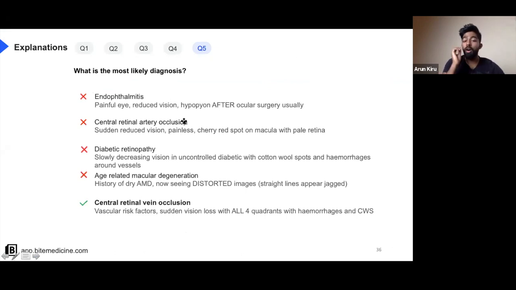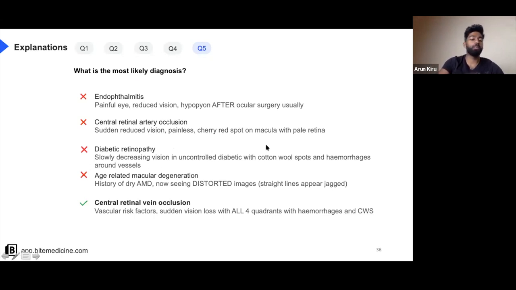A central retinal artery occlusion. So this is where you do get sudden vision loss. It's painless, but the signs would be very different. You get a cherry red spot on the macula with a pale retina. So rather than the retina being nice and orange normally, it's very pale, and you get a little red dot at the macula, which is that complete center. We'll go over that at the end. Got a nice picture of that.